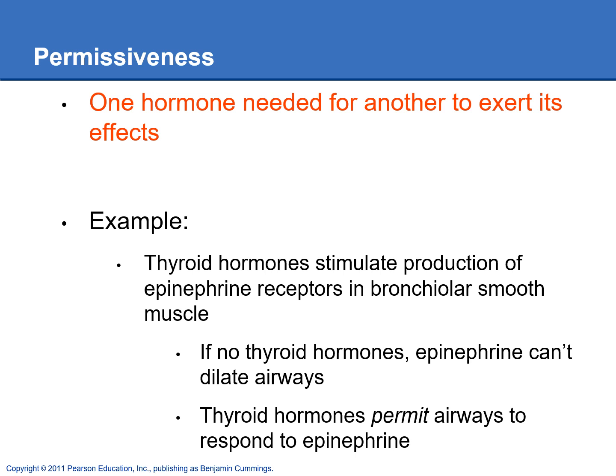So thyroid hormones are going to permit the airways to respond to epinephrine because they tell the smooth muscle to make those epinephrine receptors. Okay, so that's permissiveness. One hormone permits the other one to work and have its effects.